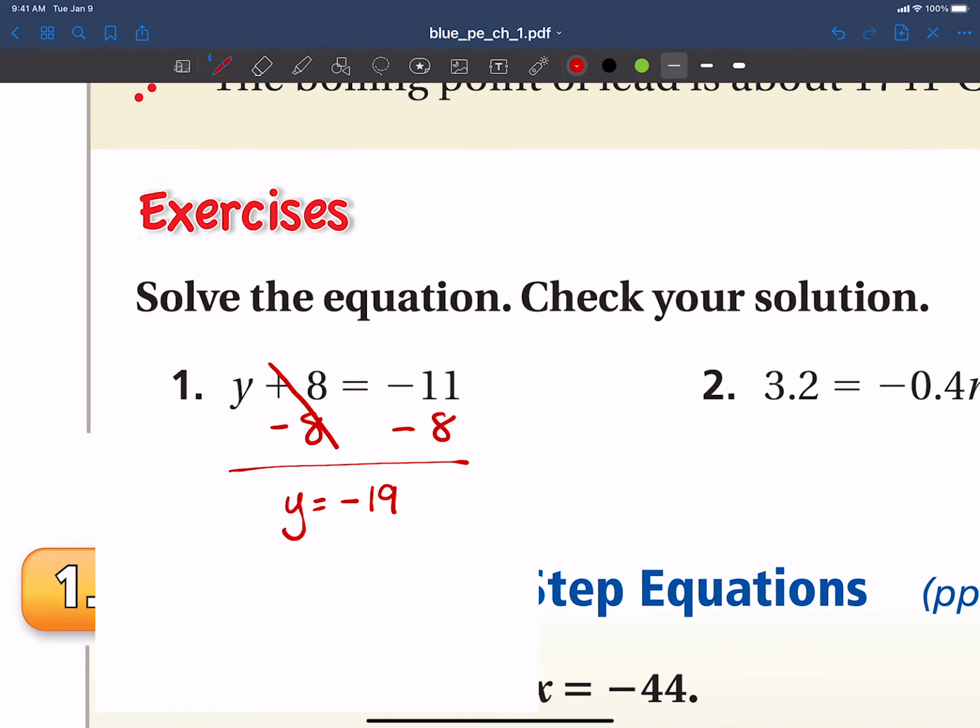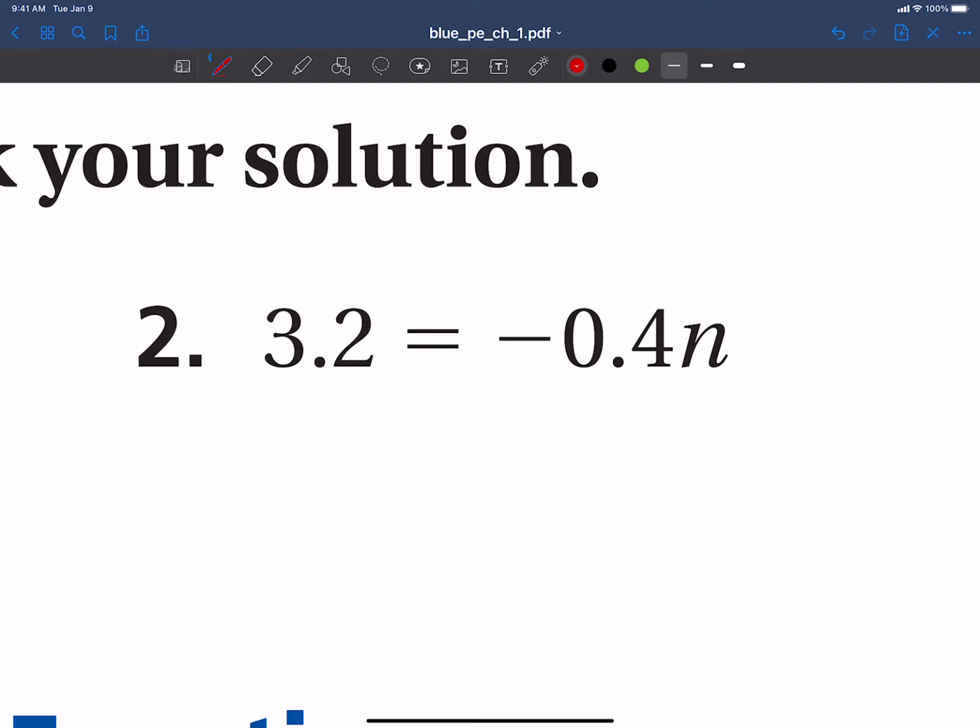Okay, how about number 2? How would I get n all by itself? We do the opposite of what's happening to it, correct? Good. It is being multiplied by negative 0.4, so the opposite of that would be to divide by negative 0.4 to both sides, right? Now, without even doing any math, will your answer for this division problem be positive or negative? Good. So I'm going to have n equals a negative number.